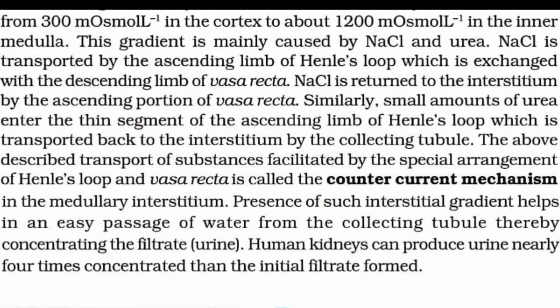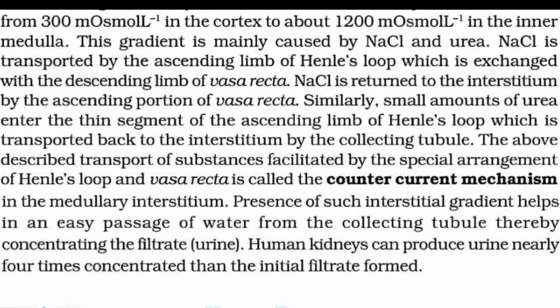So basically the human kidneys can produce urine nearly 4 times more concentrated than the initial filtrate formed. What was the initial filtrate? Here, this was 300 milliosmol, correct? And now at the end of the day it became 1200 milliosmol. So basically this is what is written here, that the human kidney can produce urine 4 times more concentrated than the initial filtrate formed.